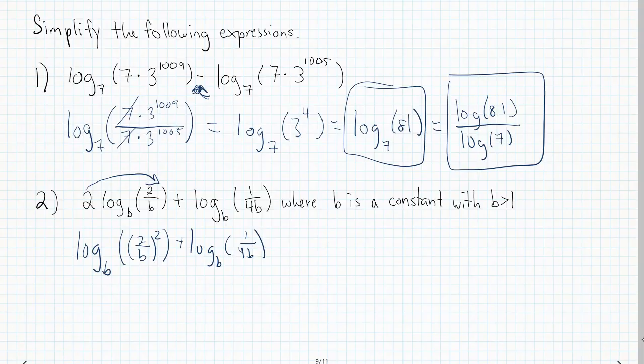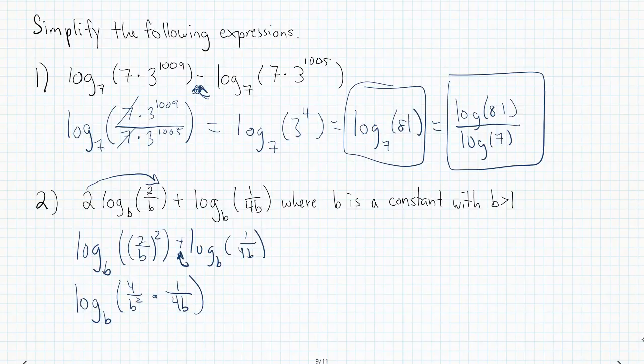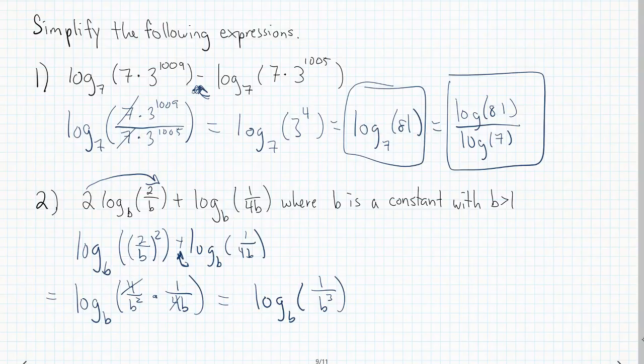Okay, so taking a look at that now, what does that mean? Well, this is the log base b of 4 over b squared, and then this sum right there tells us we can take it with a product of 1 over 4b. Okay, so that now equals, and notice our 4's would cancel, the log base b of 1 over b cubed. Another way to write 1 over b cubed, this is the log base b of b to the negative 3.